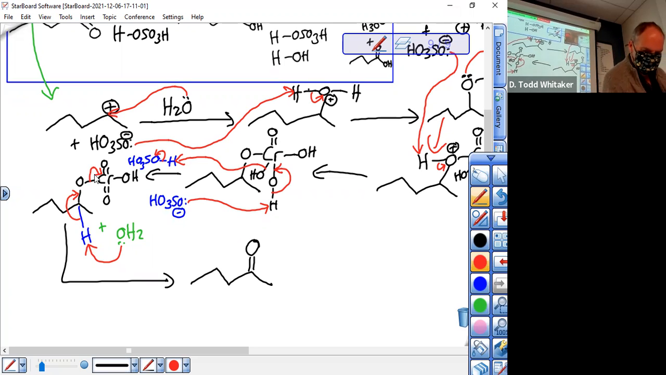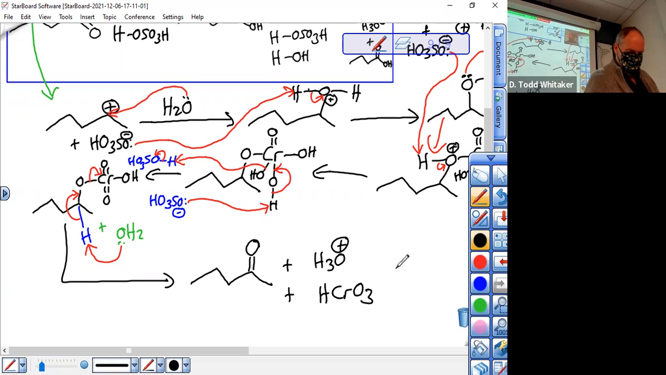That's your other 2 products. You don't have to draw them. They're already drawn at the top of the screen, but I'll show you. Here they are. Hydronium, and there's an H with a CR and 3 O's. That's the condensed formula for what's left over here.